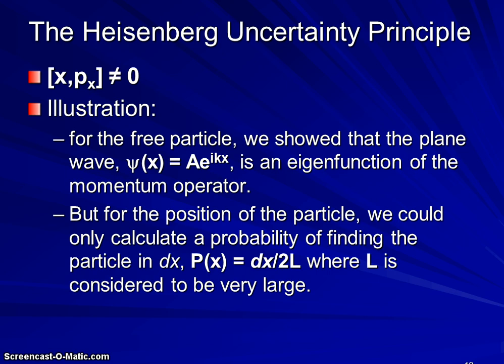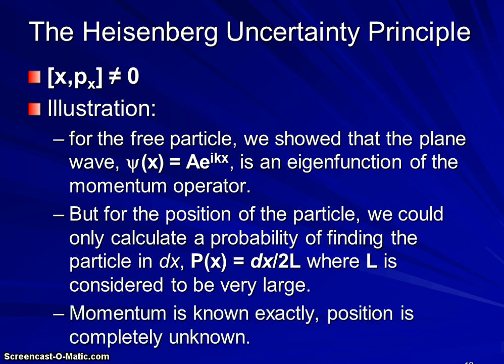And even then we had to assume a length of that particle in the box. So if it's a free particle, we're even having to fudge in to get even the slightest bit of probability information about the position. So anytime momentum is known exactly, position is completely unknown. And the reverse is true. If position is known exactly, momentum is completely unknown.